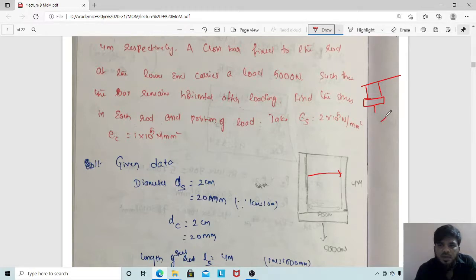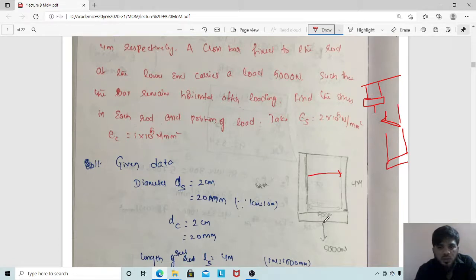The bar will become like this. If this is elongating more, because this elongation is more and here it is less, the crossbar will become tilted like this. This one has less elongation, which means both the rods should elongate the same. Find the stress in each rod and the position of the load.